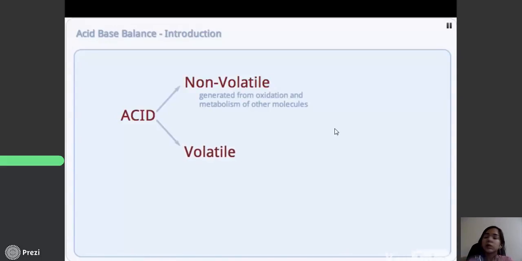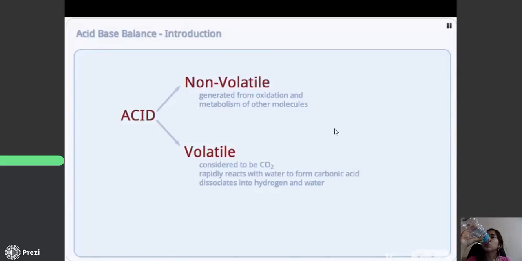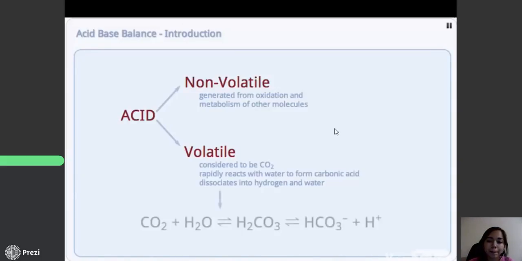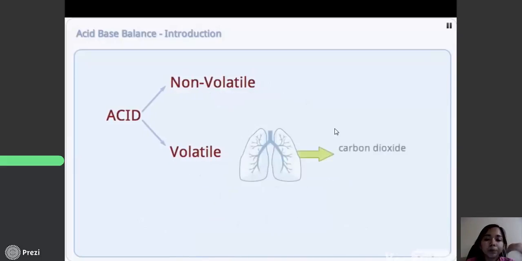The volatile acid is considered to be carbon dioxide, as this rapidly reacts with water to form carbonic acid, which further dissociates into hydrogen and bicarbonate. This can be seen in the equilibrium reaction, where carbon dioxide and water form carbonic acid, which can form bicarbonate and hydrogen ions. This volatile acid is excreted from the lungs in the form of carbon dioxide, with at least 12,000 millimoles per day being exhaled.